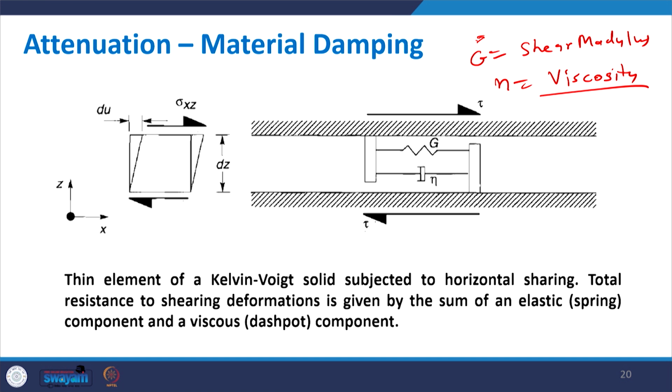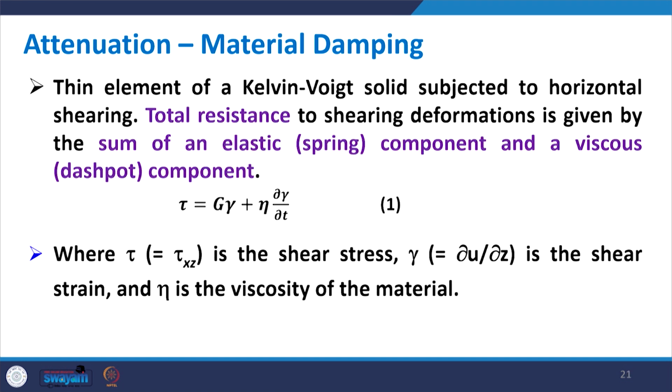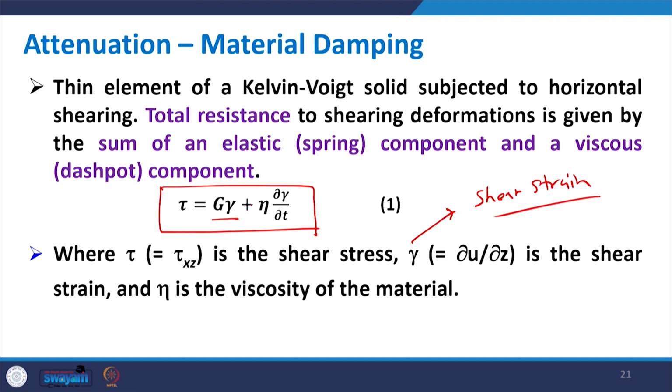So how is it done? Here, the total shear stress is G into gamma plus eta into del gamma by del t. What is gamma here? Gamma is nothing but the shear strain. So the first component is proportional to the shear strain, while the second component is proportional to the rate of change of shear strain with time.